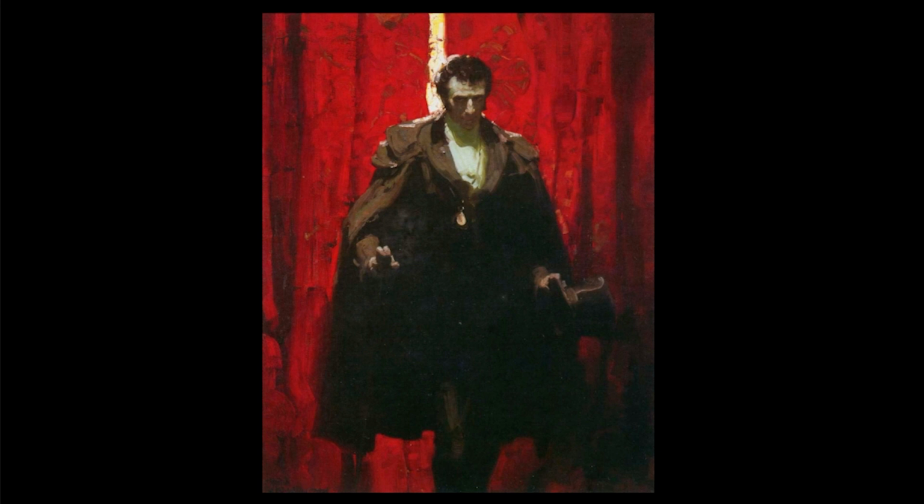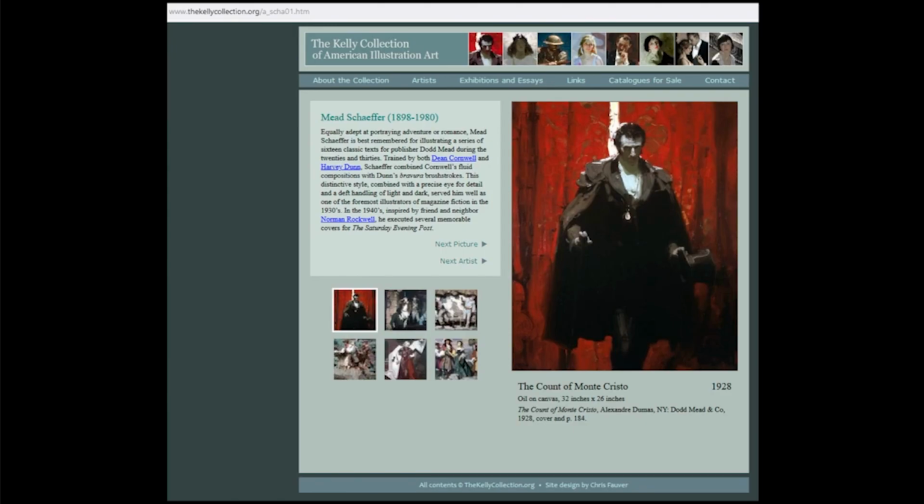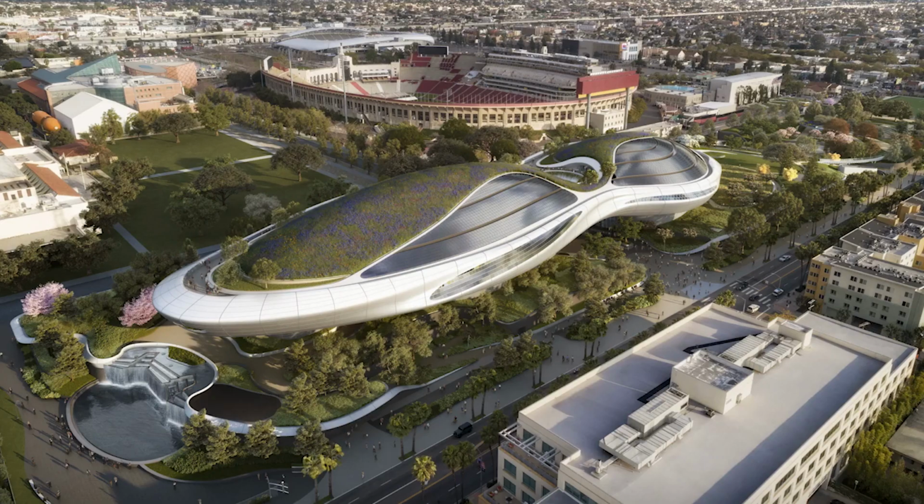So jumping into the collection that I mentioned, this painting, once again from Mead Schaeffer, is part of the Kelly Collection of American Illustration Art. It's not currently on display anywhere, if I'm not mistaken. So sometimes these pieces are borrowed from this collection. I really hope that some of them get at least displayed in the Lucas Museum of Narrative Art, being built by George Lucas in LA.